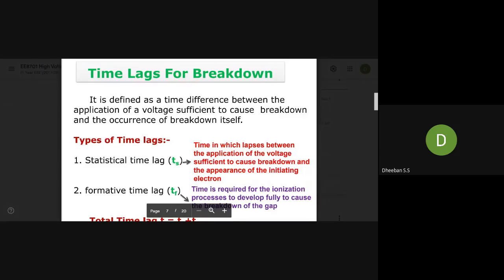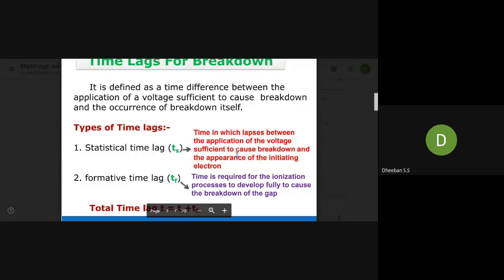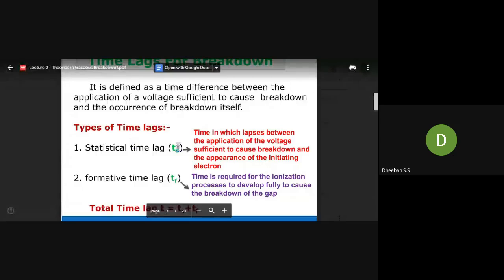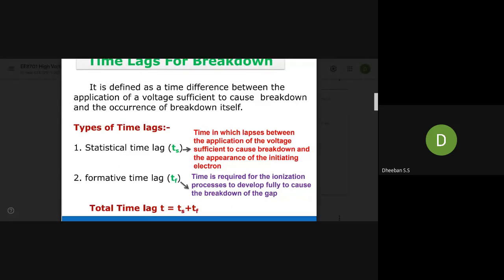Next is time lag for breakdown. In order for the breakdown to occur, there may be some kind of lag before the breakdown. You can take the lag as two types: one is statistical time lag and another one is formative time lag. So these are the two types of time lag.